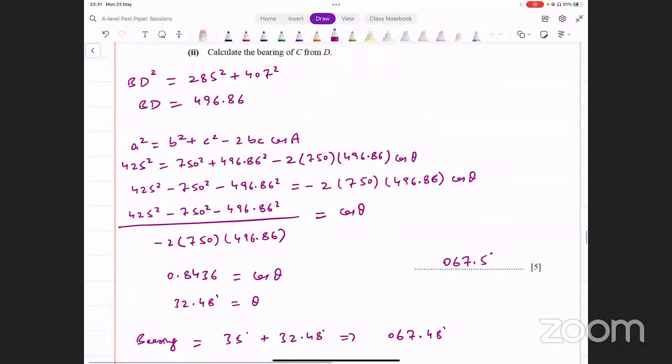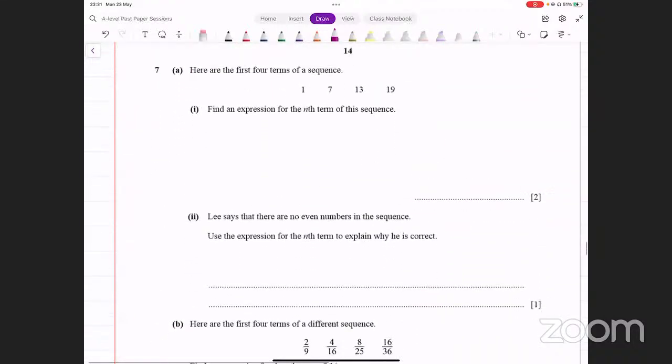ठीक है? Okay. Let's move on. Question number 7. Now it says here are the first 4 terms of a sequence, and now we've got sequences. We have to find an expression for the nth term of the sequence.